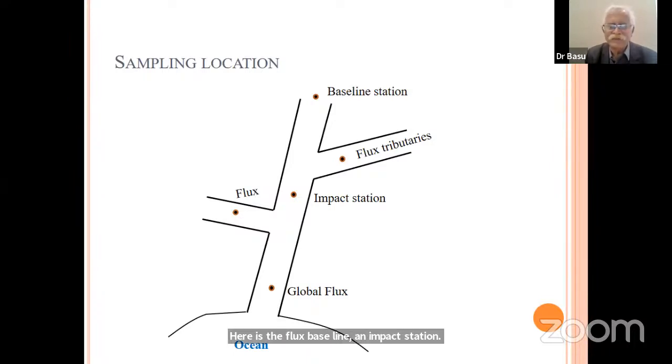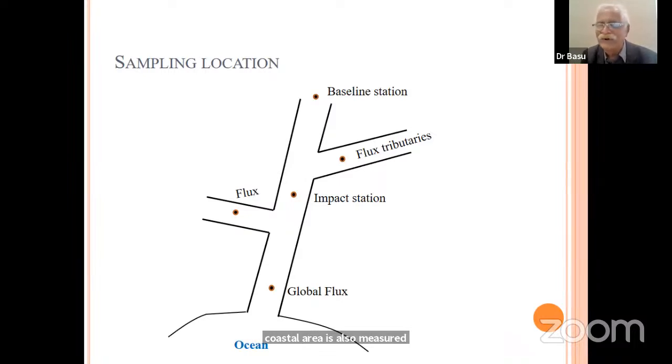Then there is the last station, where the river meets the ocean. That is called global flux. Why is it global flux? In that ocean, so many rivers of so many countries are mixing. So that is called global flux. And its impact in the coastal area is also measured.